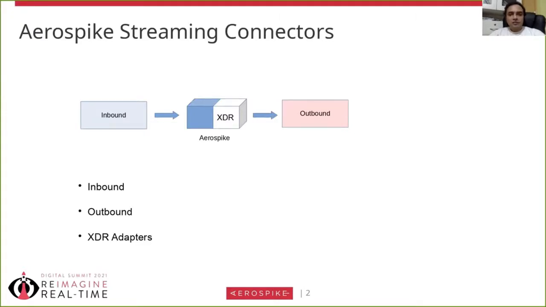For the people who are not aware, XDR is a component of Aerospike Enterprise Server, which is an acronym for Cross Data Center Replication. It's a component that allows you to stream changes made to an Aerospike cluster out of an Aerospike cluster. So the destination for XDR could be another Aerospike cluster that you might use for disaster recovery, or it could be an outbound connector which would stream the changes to third-party systems.